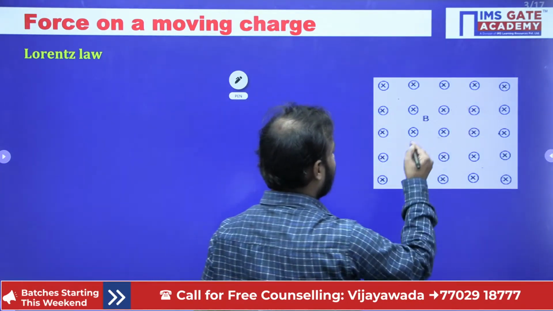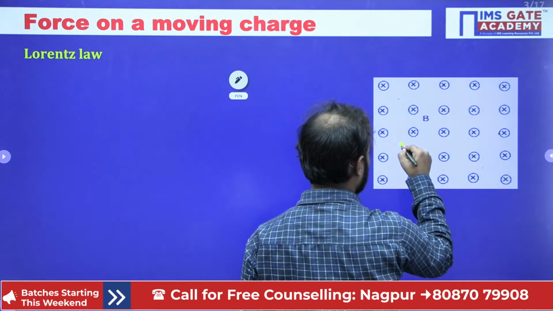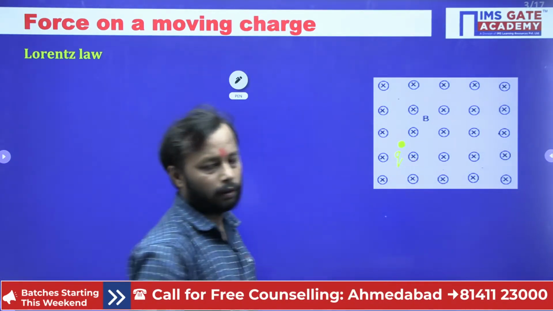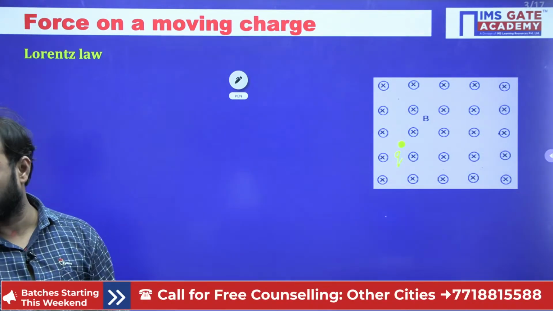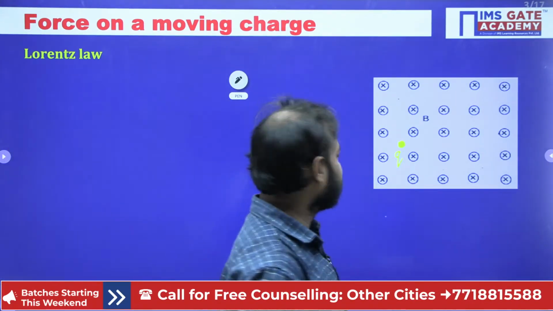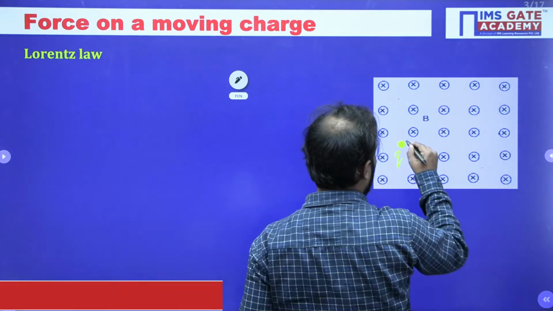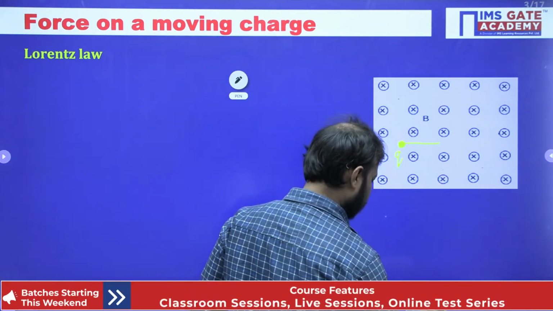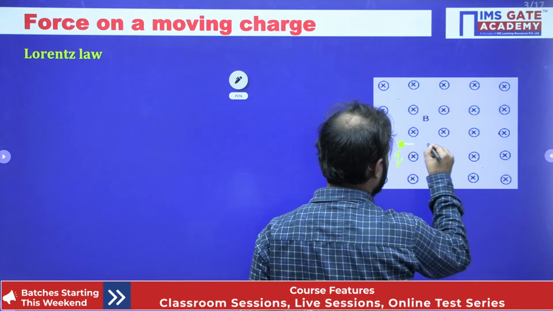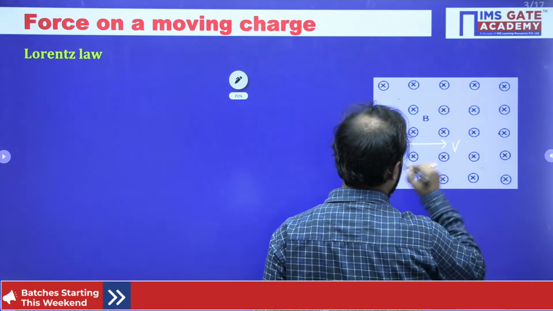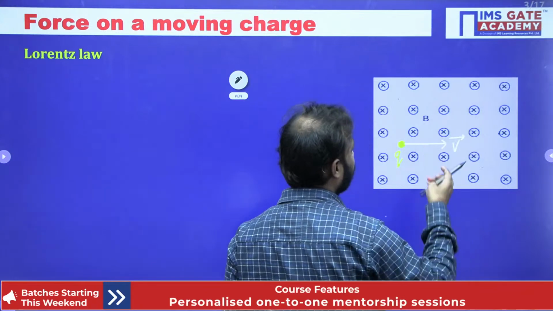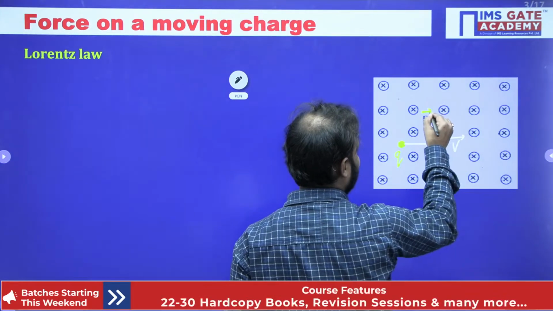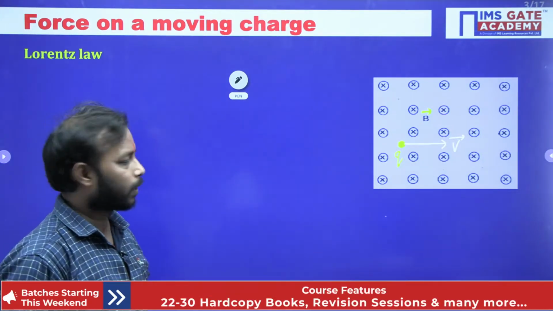Now let us take a charge Q, which is moving in this direction with a velocity V, and this is your magnetic field density B.